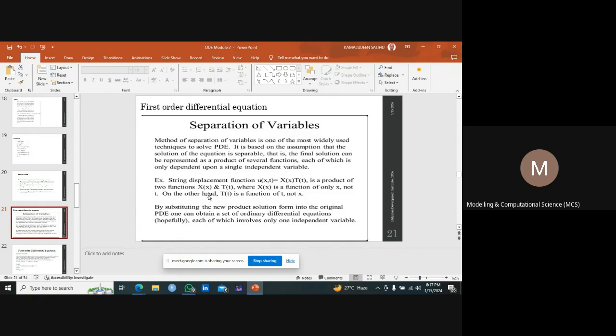So this is what I'm saying. Before you can separate anything, this is the general format of how you see it. That is, u of x comma t is equal to X of x times T of t. So you must see it in this general format.